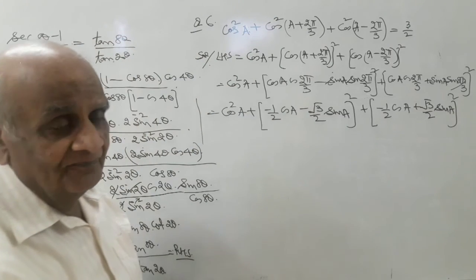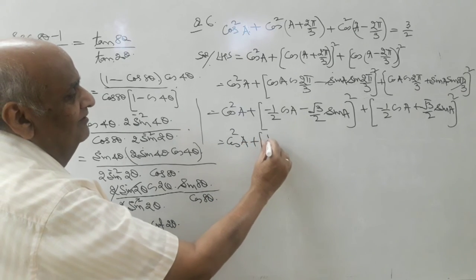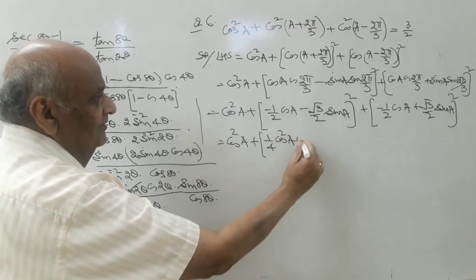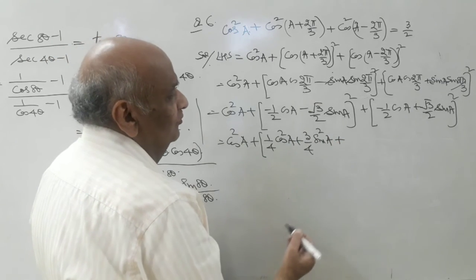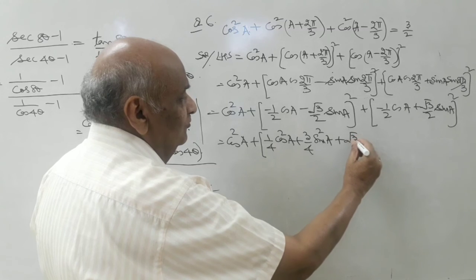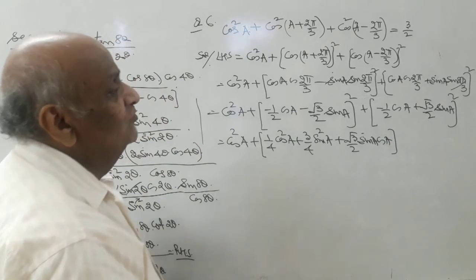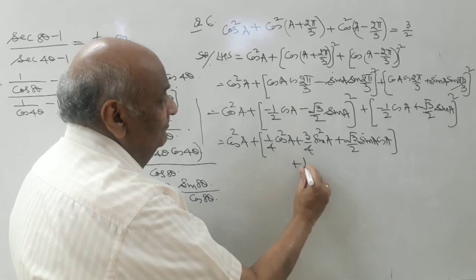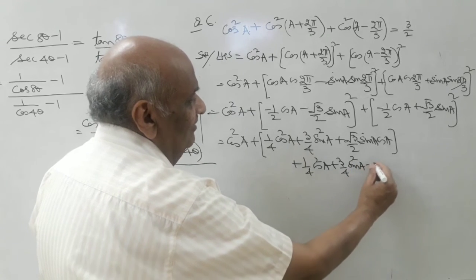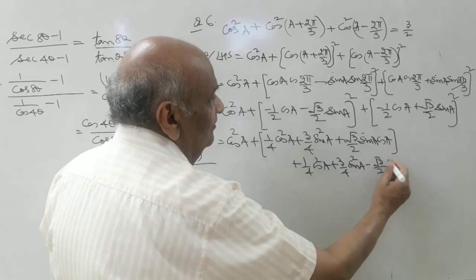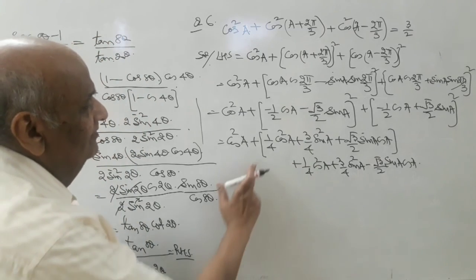Check. Now, when you open the squares: cos square A plus 1 by 4 cos square A plus 3 by 4 sin square A plus 2 into 1 by 2 into root 3 by 2 sin A cos A. Similarly, we have plus 1 by 4 cos square A plus 3 by 4 sin square A minus root 3 by 2 sin A cos A. And when you simplify, open the bracket here.